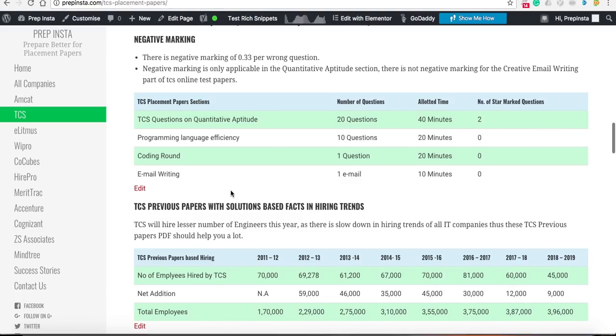I think TCS gives a lot of focus to email writing and the coding round because they want the engineers to be able to write very good emails to the clients, because that is their repute. If you're not very good at English speaking and writing, I don't think that you can make it to the next round in TCS, and the coding round, because basically they want coders. Everything is available on the website.